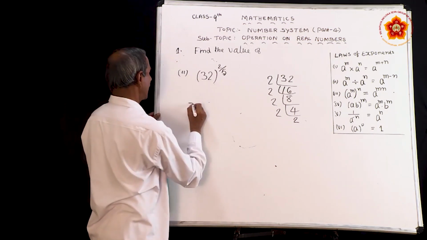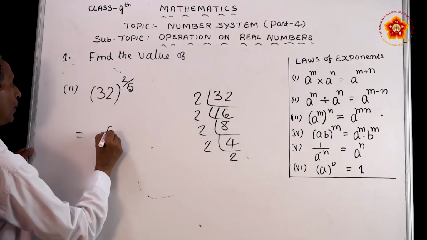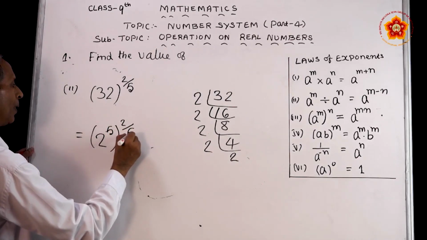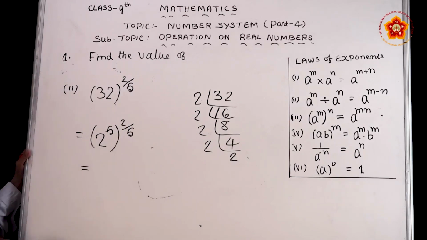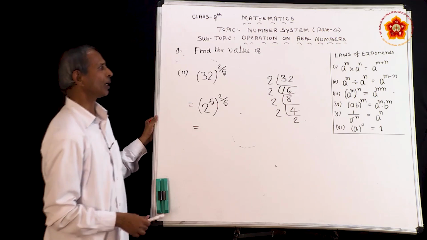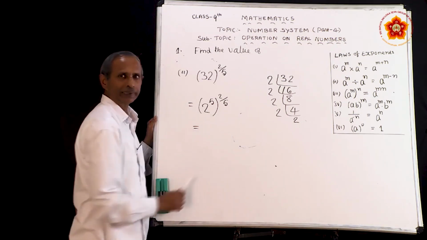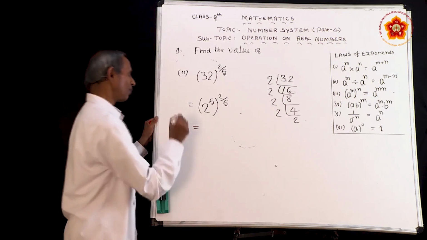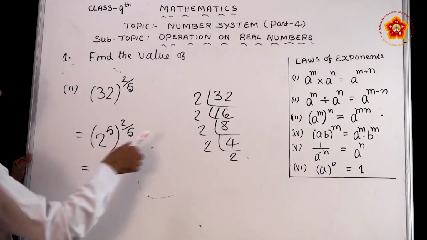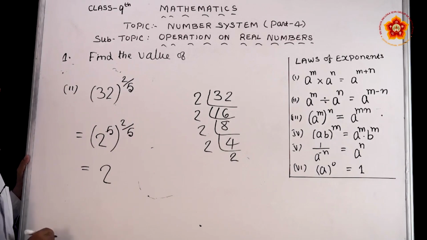Therefore, we can write it as 2 raised to the power of 5, whole raised to the power of 2 by 5. Once again, apply the laws of exponents. Among these formulas, the third one is suitable in this case. I am applying the third formula, that a to the power of m, whole raised to the power of n, is equal to a to the power of mn.